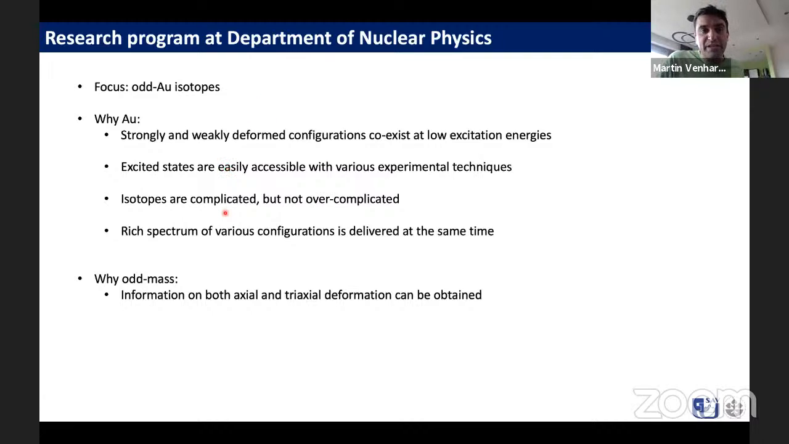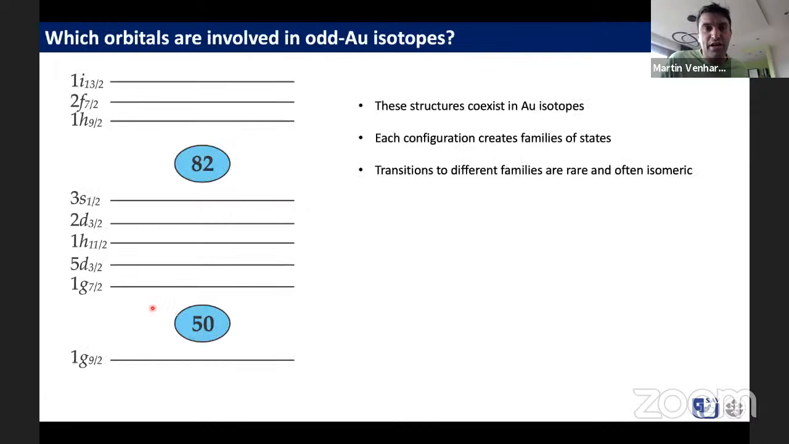And these isotopes are complicated enough to get a lot of information at the same time, but are not so overcomplicated that we would be lost. And at the same time, they can deliver a very rich spectrum of various configurations. And why odd mass? Because an odd-mass nucleus can bring us information on both axial and triaxial shapes.